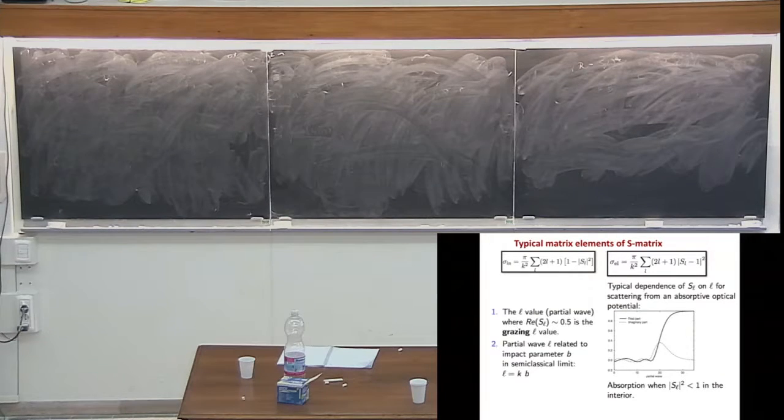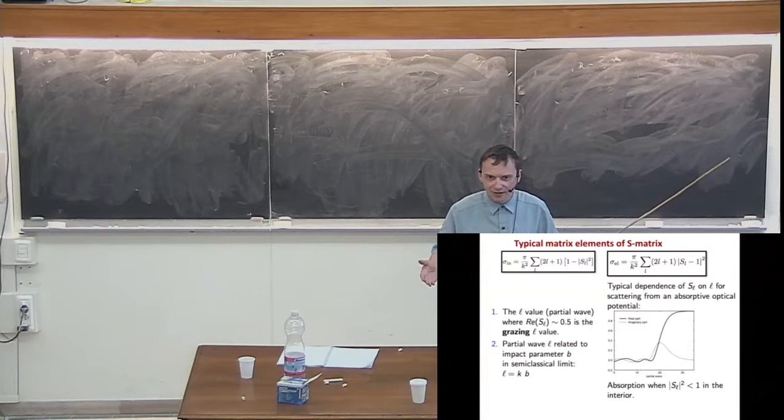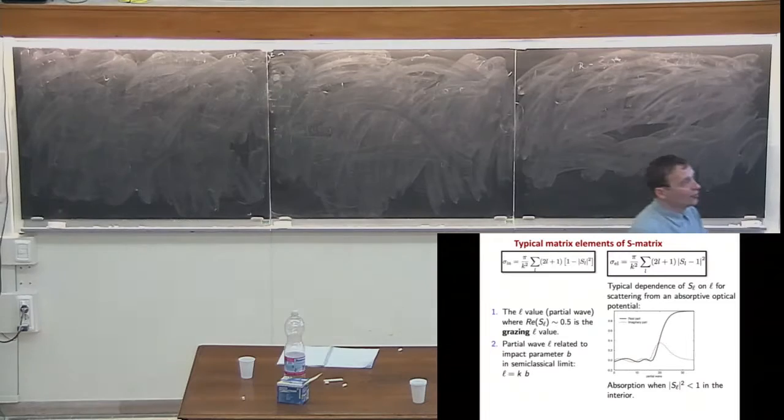And by the way, far away, for a very high partial wave, what would you expect? What should the S matrix element be for a very high partial wave? What would you expect if no scattering happens? Your initial wave is the same as the final wave, right? So the matrix element relating them is what? 1. It's a real number 1. Nothing happened. So far away, you expect this to be 1 and the imaginary part to be 0.